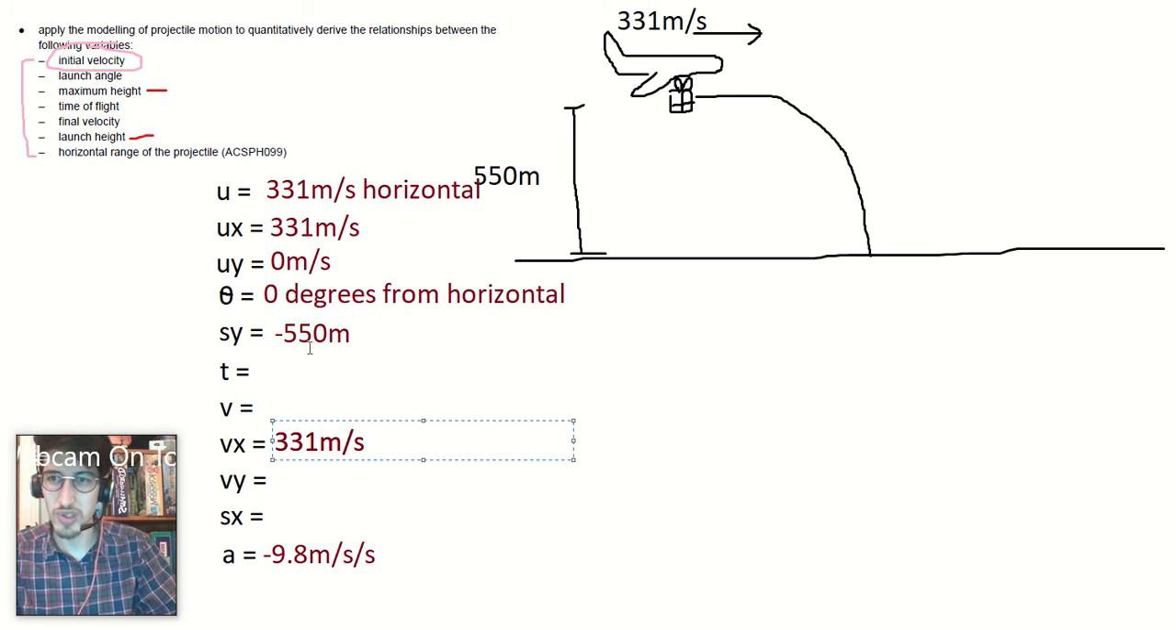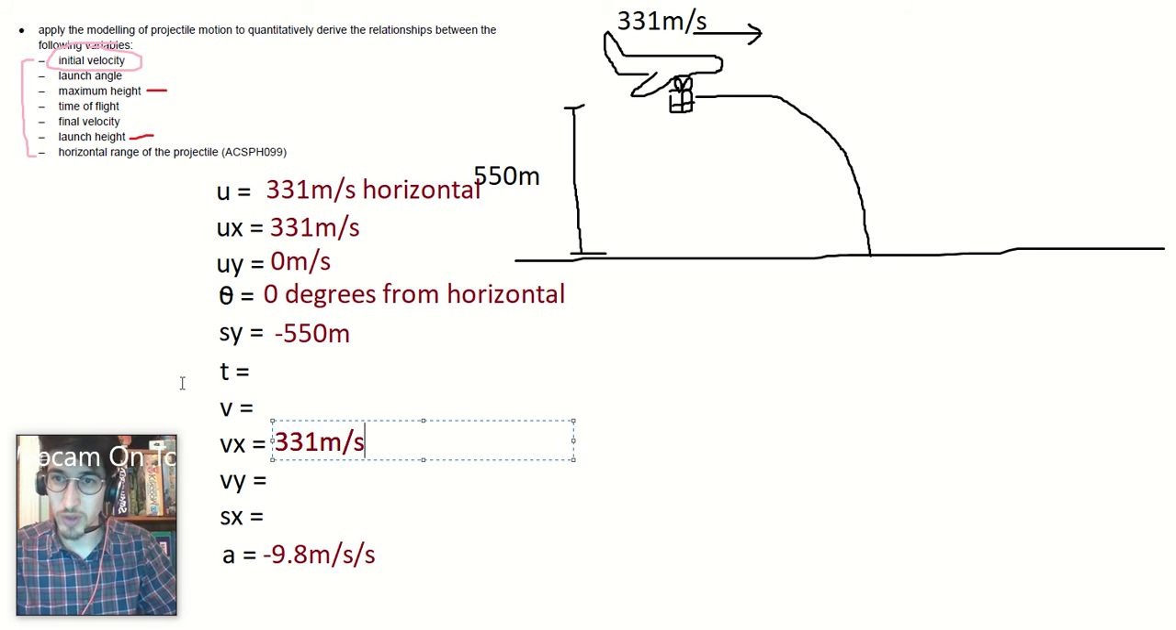That is because this is a model of projectile motion. This model assumes there's no air resistance, and so that means there's no horizontal acceleration. Ux, Vx always stays the same. Okay, Vy we don't know. It's going to be going quite fast by the time it hits the ground in the vertical direction. And Sx, the displacement in the x direction, we don't know that either. So we're going to have to use some equations to solve for these four things.